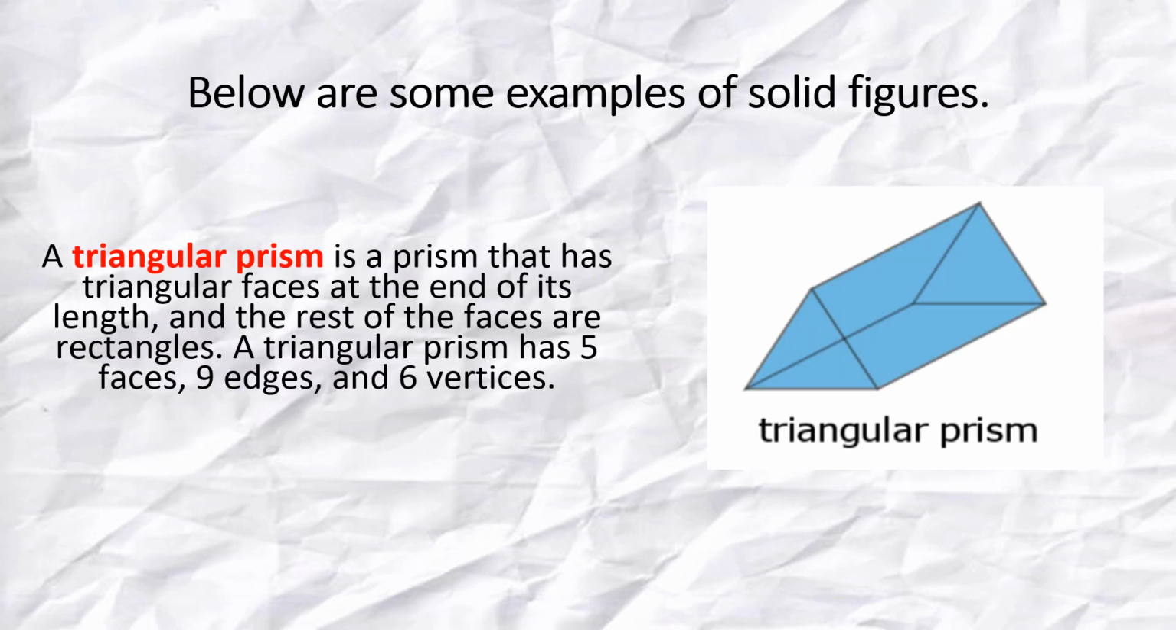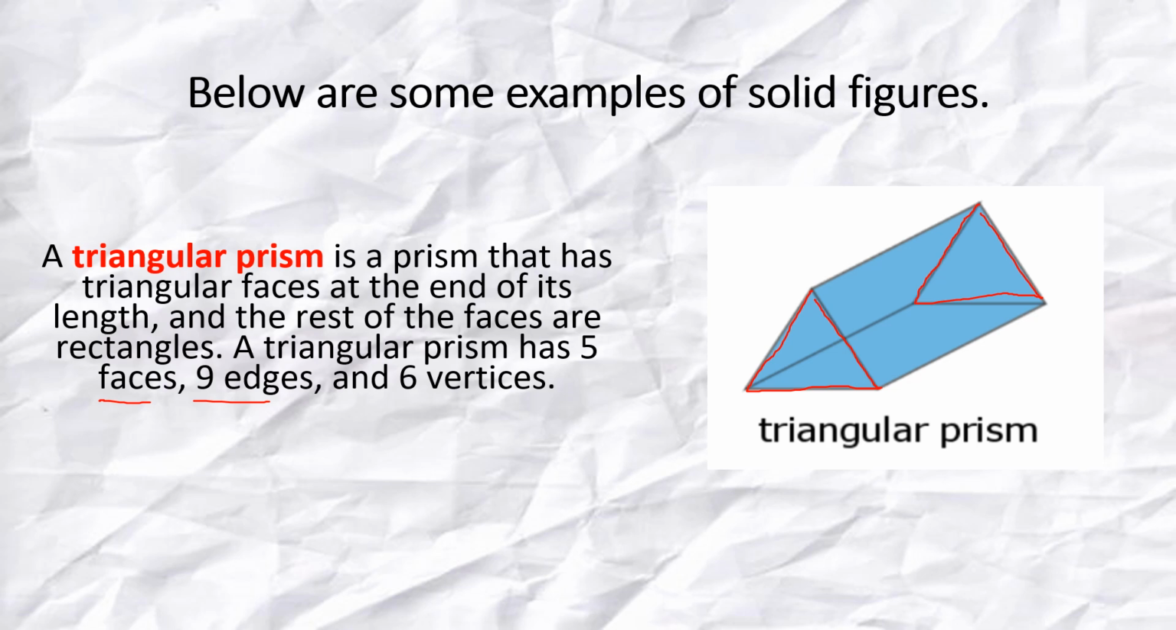The next one is a triangular prism. It is a prism that has triangular faces at the end of its length. So these are the triangular faces. So we have one, and then we have another triangular face. So there are 2 triangular faces for this prism. A triangular prism has 5 faces as well. 2 of these are triangles, and then 3 are rectangles.